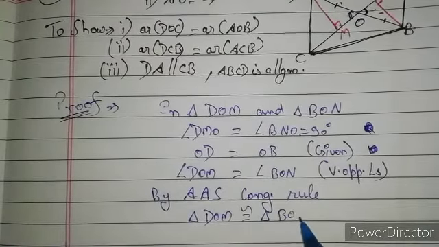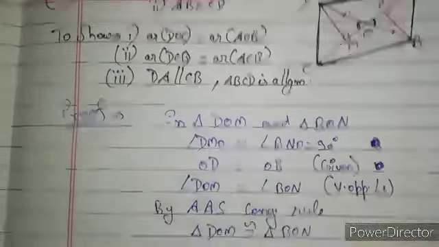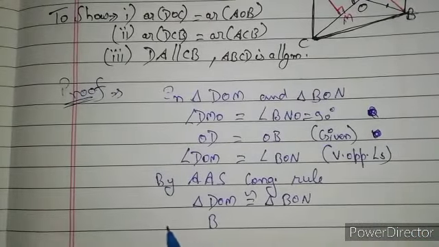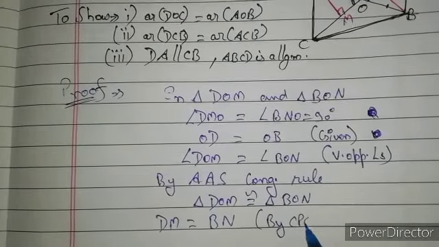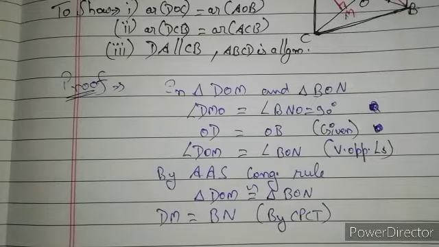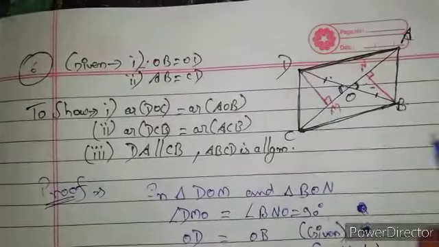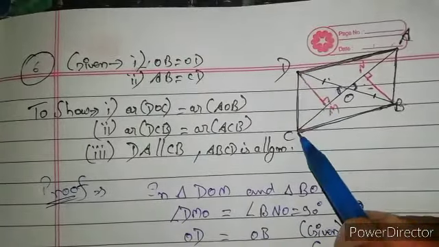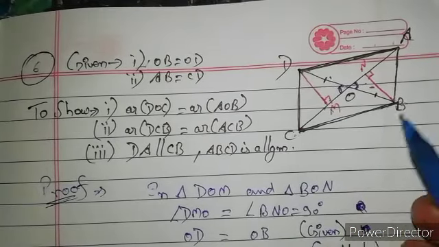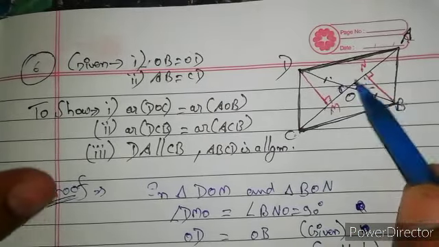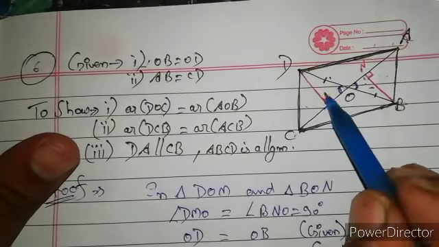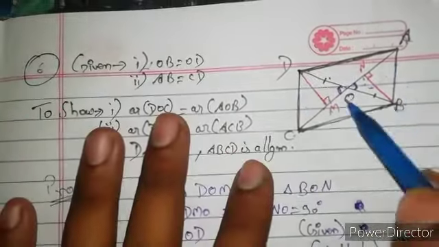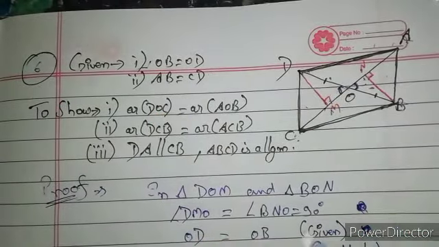By CPCT, corresponding parts of congruent triangles, we can say that DM is equal to BN. Now if we take triangle DCM and triangle BAN, and prove these two triangles also congruent to each other, and then add them, we can say that triangle AOB is equal to triangle DOC.